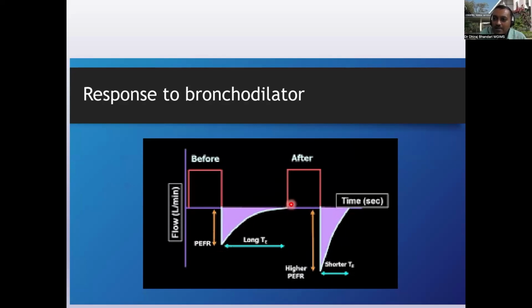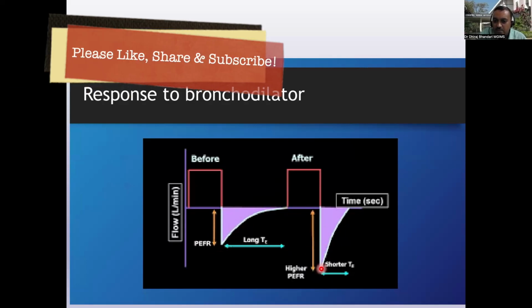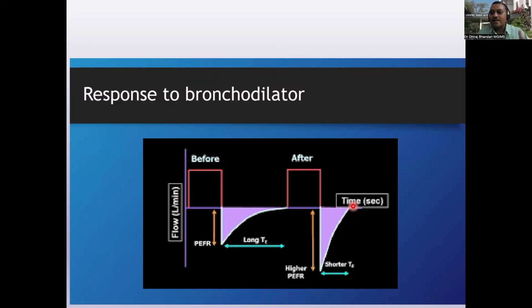I gave a bronchodilator to this patient, and what you can see is my peak expiratory flow rate, this is the representation of peak expiratory flow rate, has increased, and because this has increased, my expiratory time has become shorter, and that is something helping me, isn't it? My lungs are expanding nicely and rapidly. So you can see the response to a bronchodilator in a flow scalar, how it is working out.